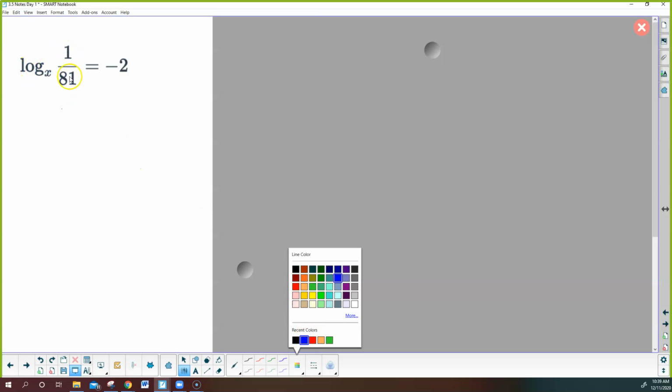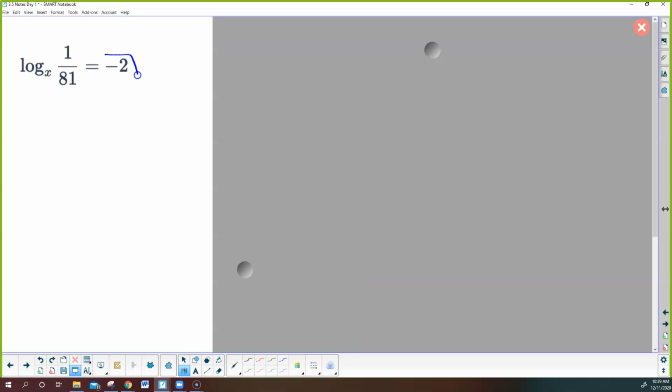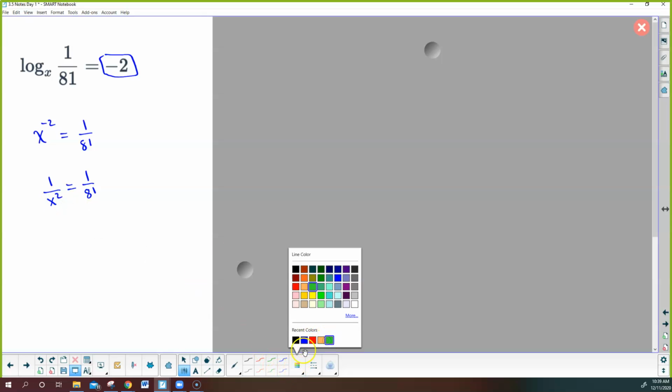I've got the log of 1 over 81, or 1/81st, base x is equal to -2. Well, let's do that change of base, or excuse me, change from log form to exponential form. All right. Now, a lot of students kind of get confused. What do I do with the negative? And there's many ways to solve this. I want to show you one of them. And this might be a little bit longer, but what I've found, and my calculus kids struggle with this, so I show it this way.